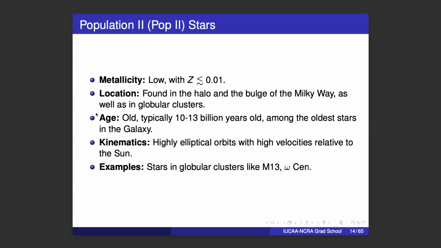Kinematics. They are in highly elliptical orbits with high velocities relative to the sun. So basically, they're not moving in tandem with the sun. They are moving in their own orbit outside of the disk. It's not a nice circular orbit in the disk, but some kind of elliptical orbit outside of the plane of the disk. Examples are stars in globular clusters like M13 and Omega Centauri. These are very bright globular clusters of the Milky Way.